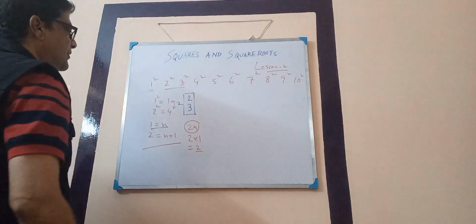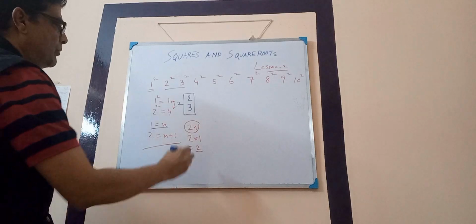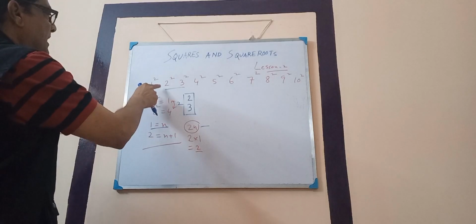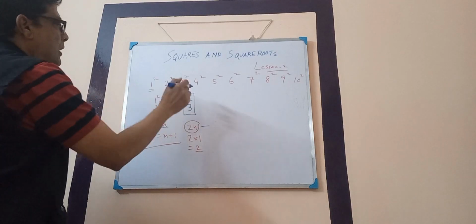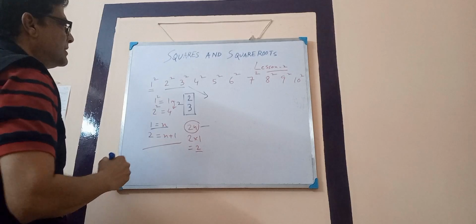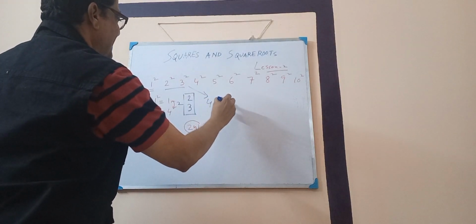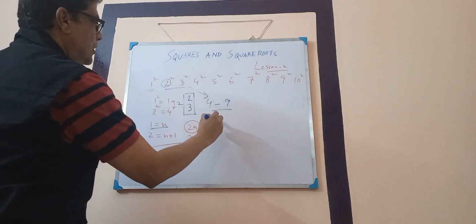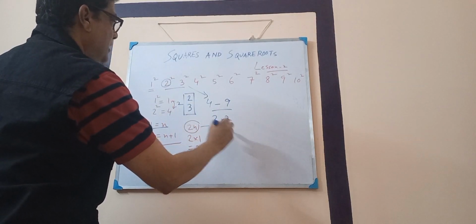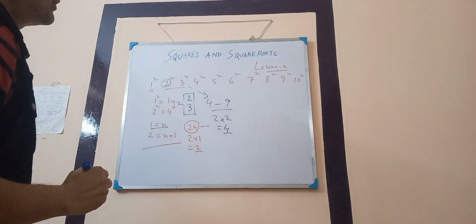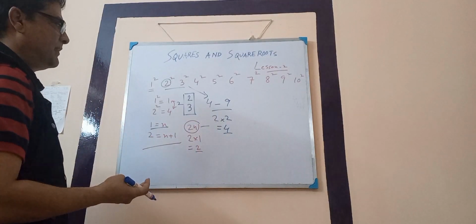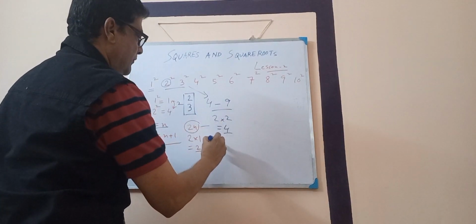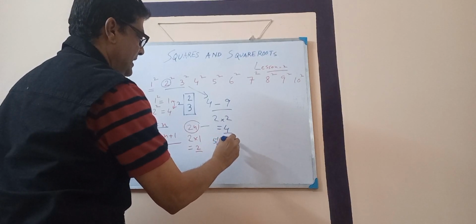In between 2 square and 3 square. So what is the formula? The formula is 2n and n is the lower number. That means here, if I try to find out how many numbers are there in between 4 and 9, it will be 2n, that means 2 multiplied by 2, so there will be 4 numbers. That means in between 4 and 9, just see 5, 6, 7 and 8. Got it? 5, 6, 7 and 8.